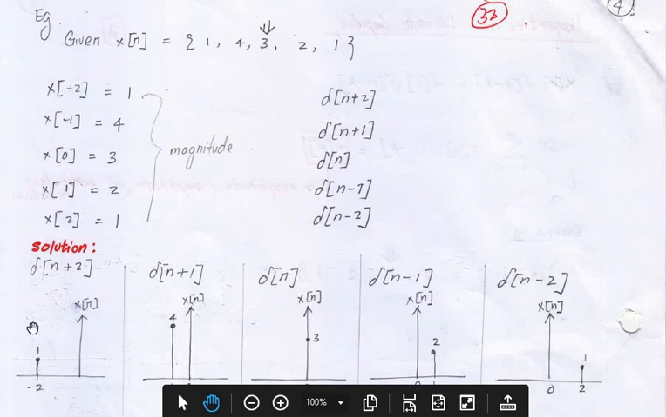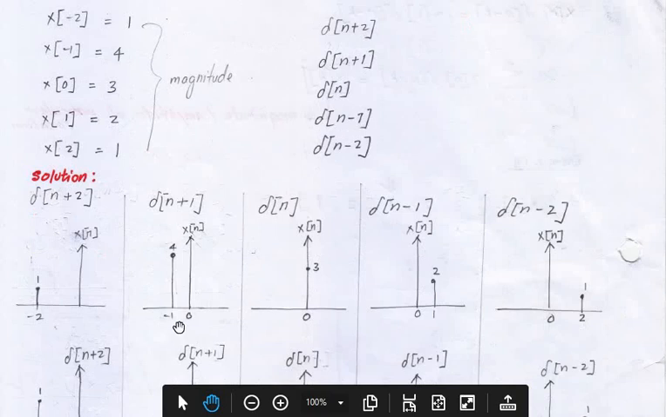This means that at location n equal to -2, you have the value of 1 here. And then at location n equal to -1, you have the value of 4. This is if you draw it and write it in the form of delta.